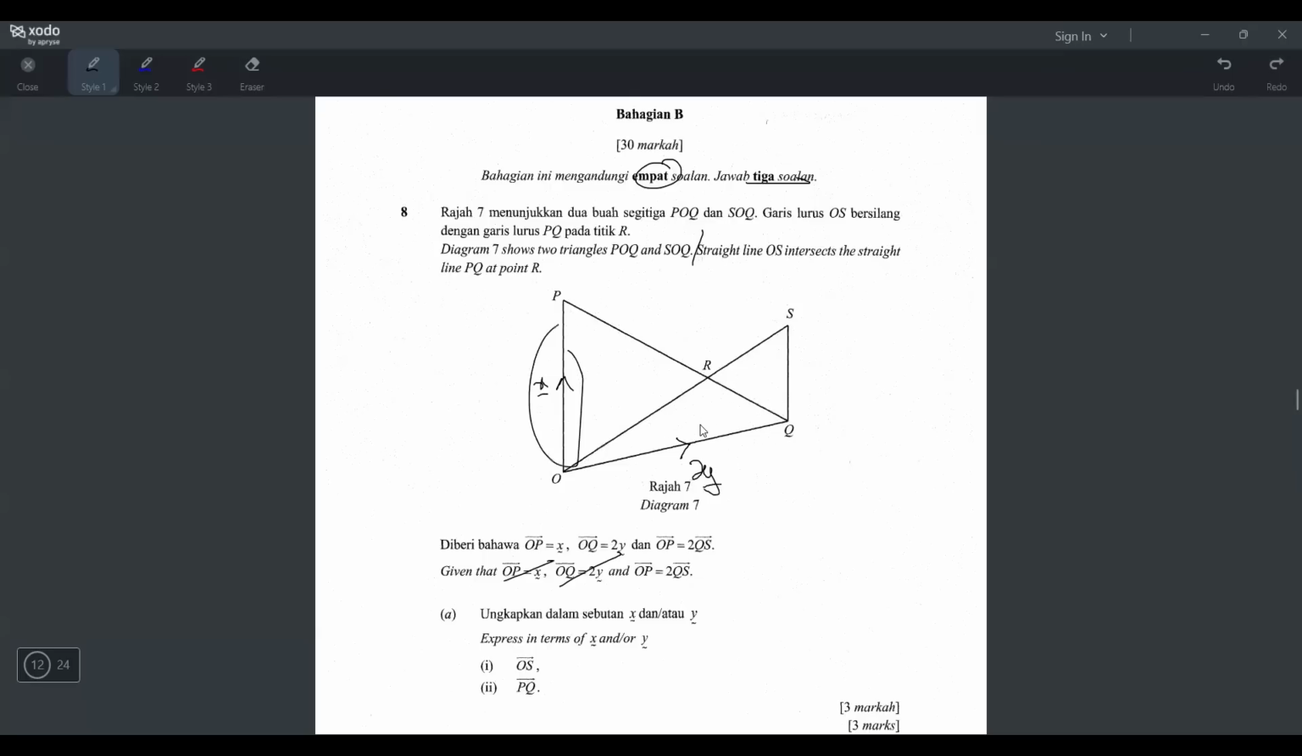So you can find PQ very easy, right? If you want to find PQ, just PO plus OQ. And you already have PO, OQ. Okay? Okay, tapi jangan cari dulu lah. Kalau dia tanya, baru you cari.